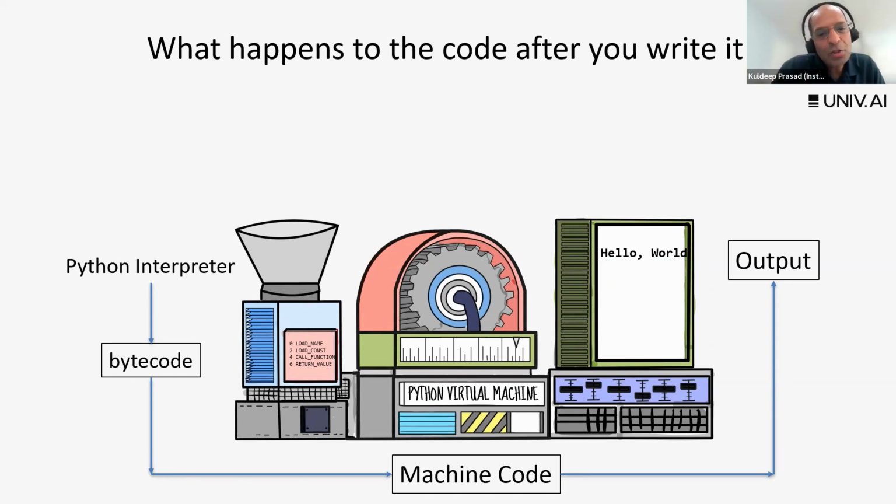And all of this happens behind the scenes. You don't have to worry about how the Python interpreter is converting it into bytecode. Some of you may understand bytecode, it's code like this, and then how it's converted into machine code. All of this is happening behind the screen. All the memory management is something that the Python interpreter is doing for you behind the scenes. You don't have to worry about it.